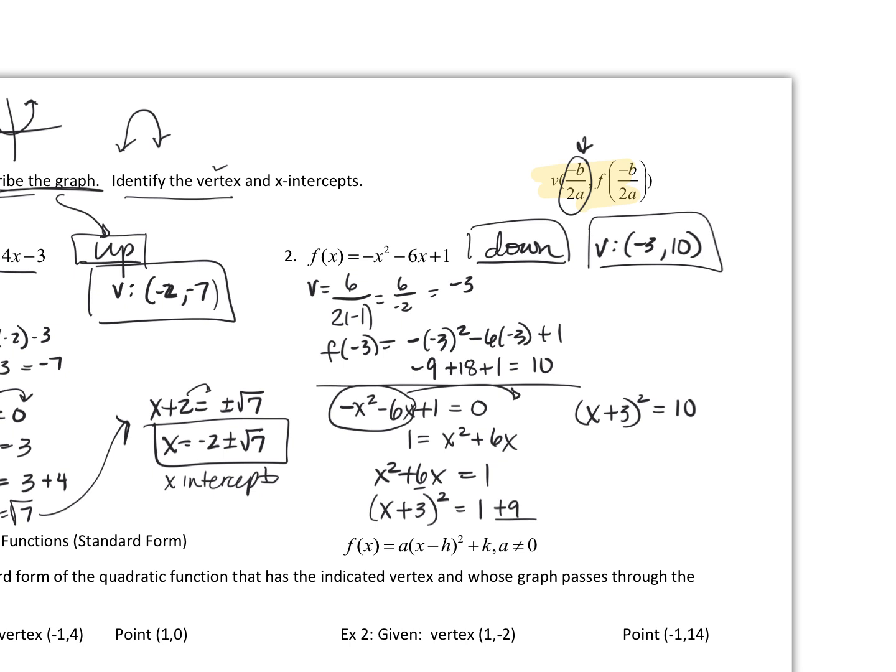Then what? Square root both sides. Root both sides, yep. So I'll have x plus 3 equals plus or minus the square root of 10. Move my 3 over, I'll have x equals negative 3 plus or minus the square root of 10. There are my 2 solutions.